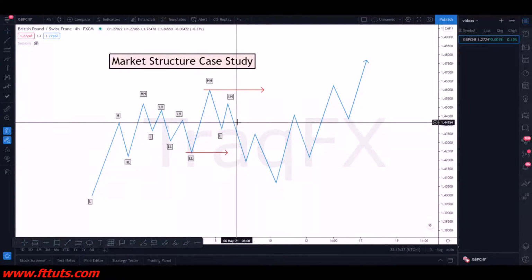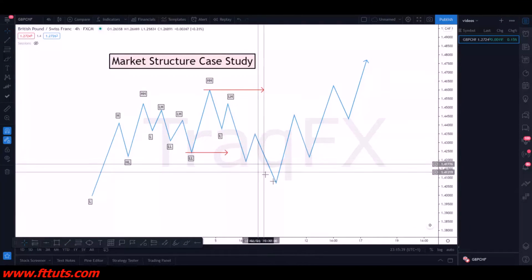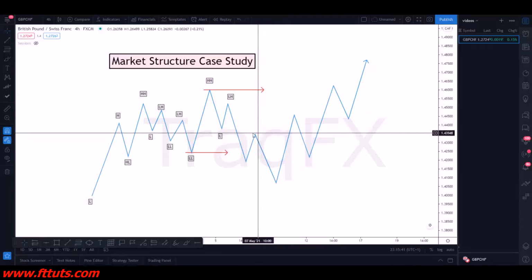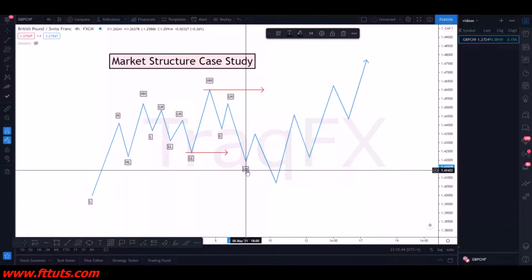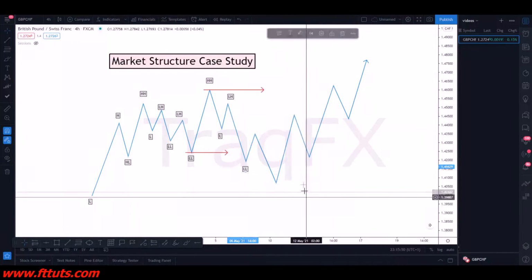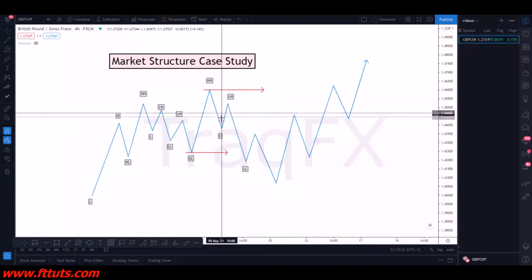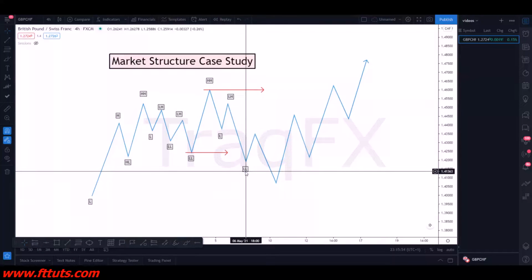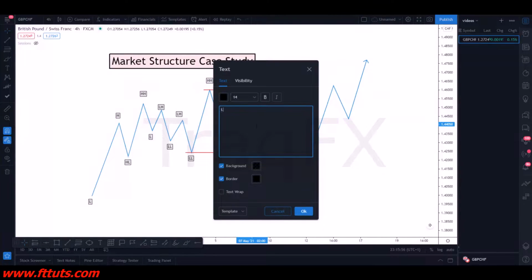Let me just delete this break of structure. So now we're in a trading range. If the market breaks below it, we're bearish. If it breaks above it, we're bullish. Now we have a lower low. Now once again, we have a lower high. Sorry, we have a lower low. My bad, I'm all over the place right now. So we have a higher high, a low, lower high, lower low, and then a lower high.